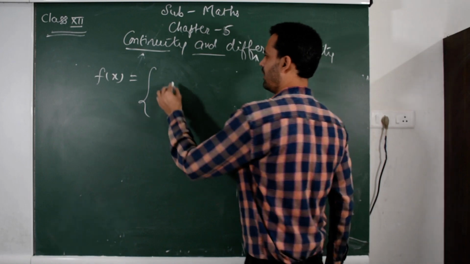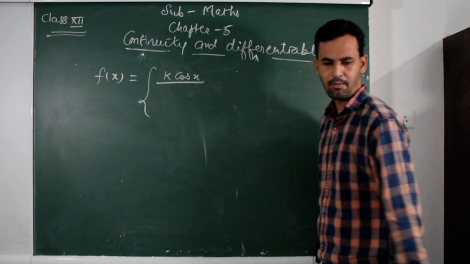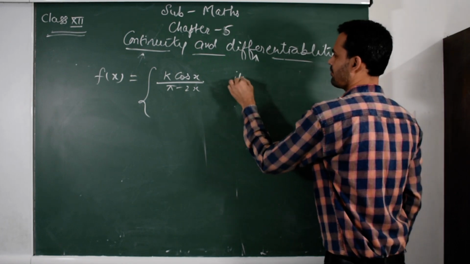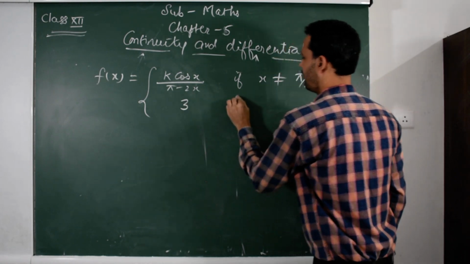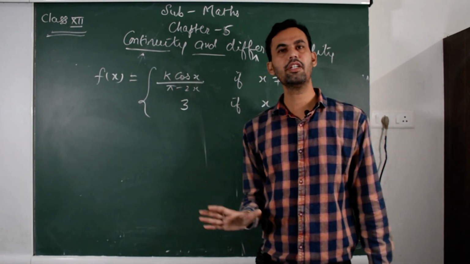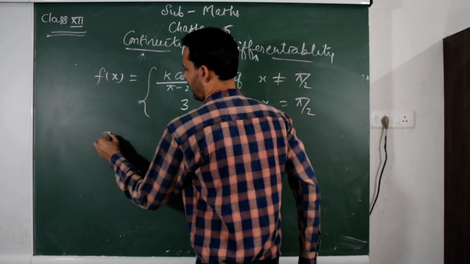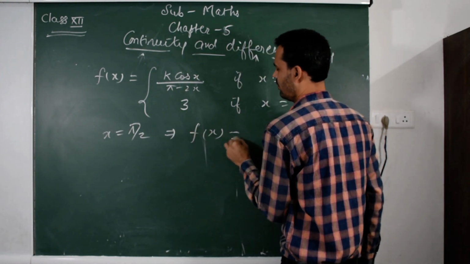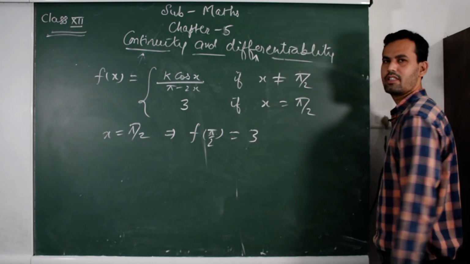The function is given as f(x) equals k cos x upon pi minus 2x if x is not equal to pi by 2, and 3 if x equals pi by 2. The function is continuous, and we have to find the value of this constant k. So first we take x equals pi by 2. Function f(x) equals 3, so the value is 3.